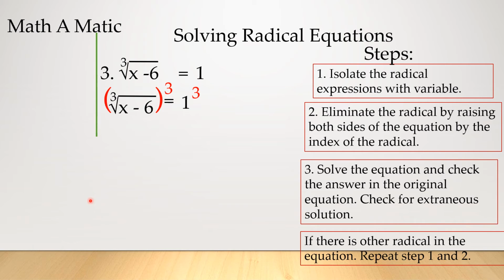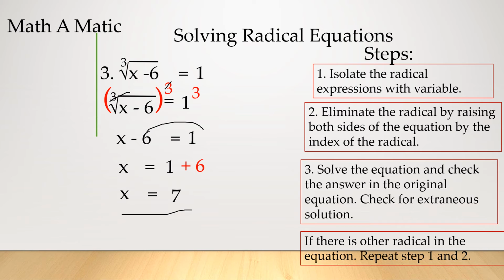Again, this one, we can cancel that one. And what we have now is x minus 6 is equal to, what is 1 cubed? 1 times 1 times 1, that is still equal to 1. So we can now solve for the value of x. x is equal to 1 plus 6. You can just simply move this to the other side, it becomes plus. So x is equal to 7.